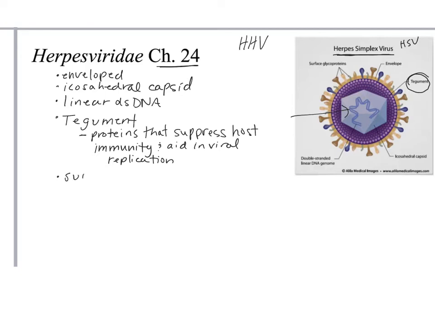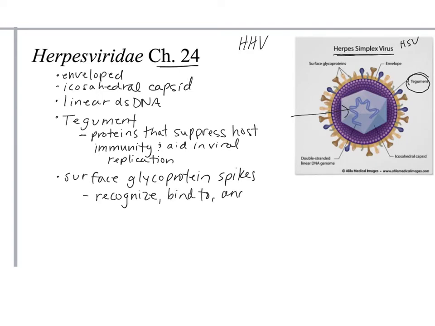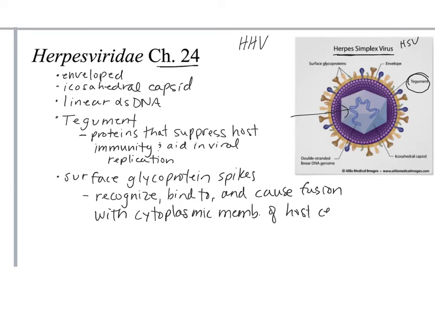Okay, and there's about 20 different proteins that it actually carries with it. All right, you'll notice that it also has some surface spikes, glycoprotein to be specific, so sugar protein spikes. And their job is to recognize, bind to, and cause fusion with the cytoplasmic membranes of the host cell.